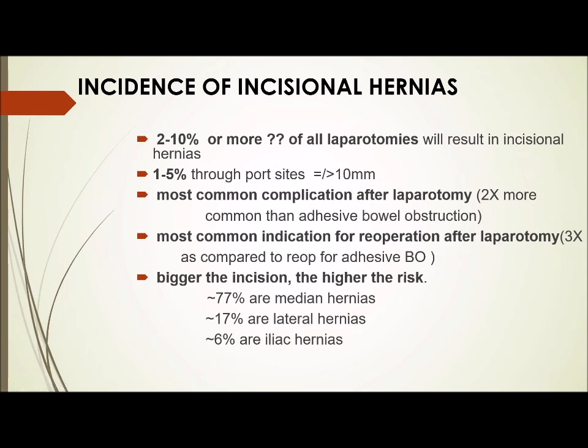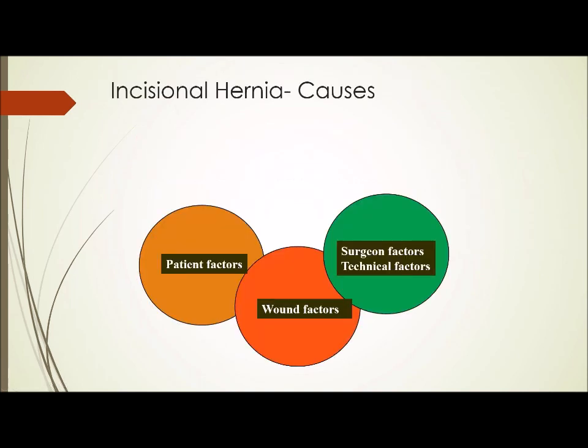Now, bigger the incision, the higher the risk, right? Median hernias, we are talking about 70% are median hernias, 17% are lateral hernias, and 6% are iliacal. These are all basically incisional hernia we're talking about, right? If you look at the causes, the patient factor, the wound factor, the surgeon factor, and technical factors, these are the factors that I remembered.